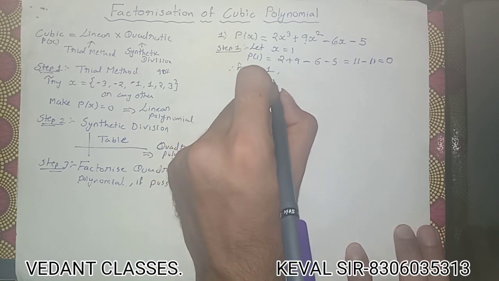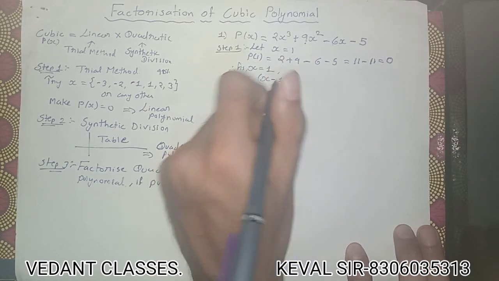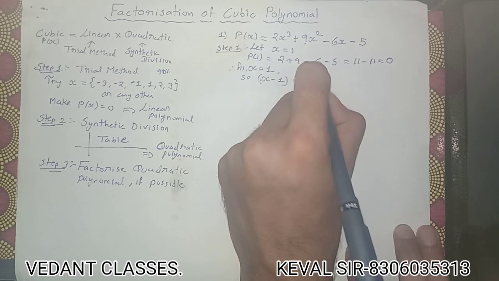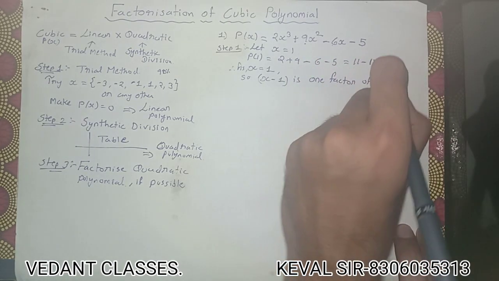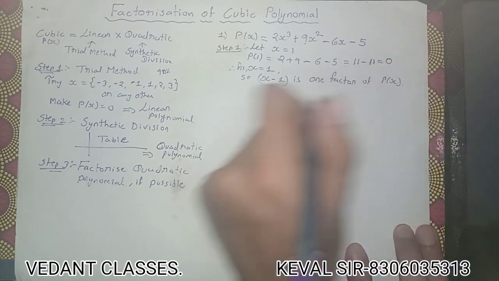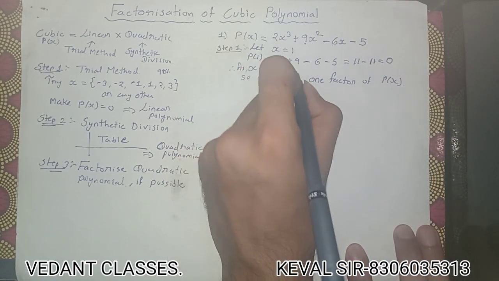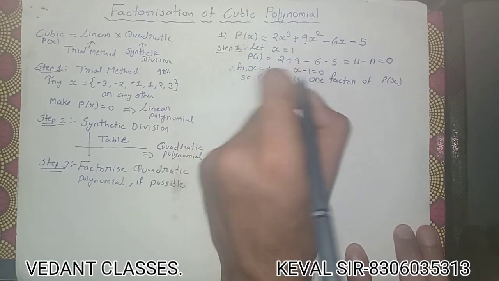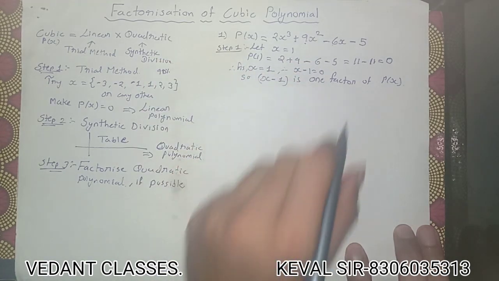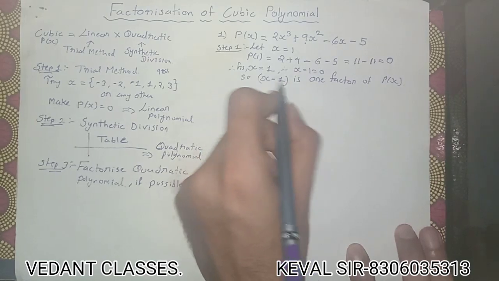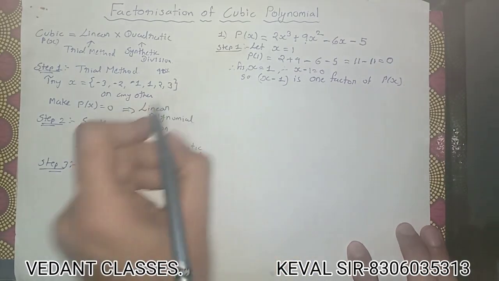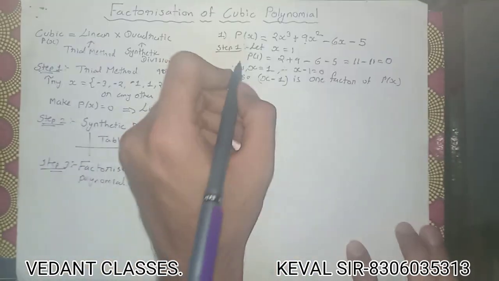So x minus 1 is one factor of p of x. Therefore x minus 1 will become equal to 0. So x minus 1 is one factor of p of x. This is the linear polynomial that you got. That's what we need to find using this trial method.